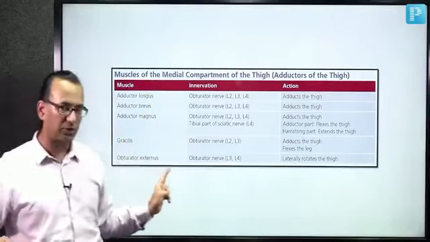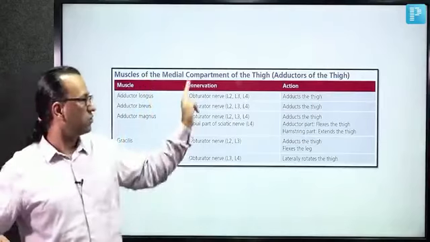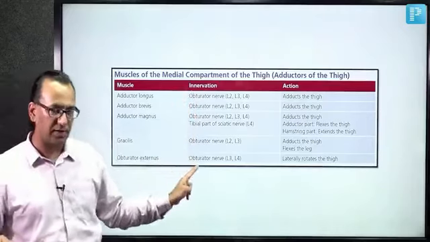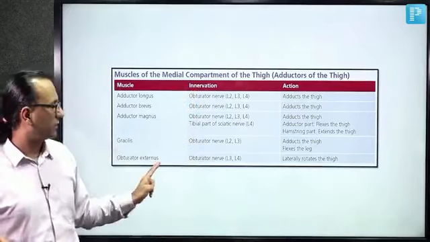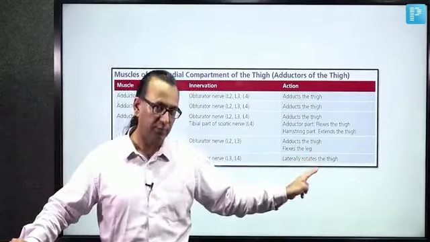gracilis and obturator externus. Obturator externus requires a special mention here because though they are all supplied by the obturator nerve, L2, 3, 4, the obturator externus is not an adductor at the hip joint. It is a lateral rotator at the hip joint.